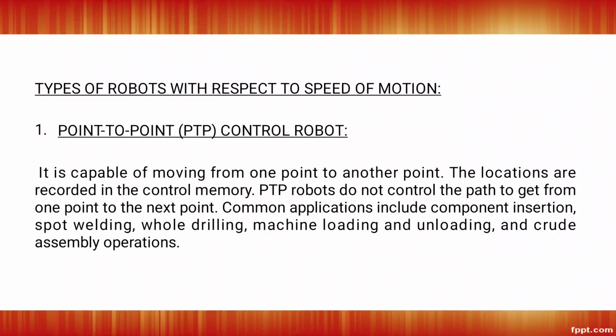Next is types of robot with respect to speed of motion. First one is the point to point control robot, or PTP. It is capable of moving from one point to another. PTP robots do not control the path to get from one point to the next point. Common applications include component insertion, spot welding, wall drilling, machine loading and unloading, assembly operations, etc.